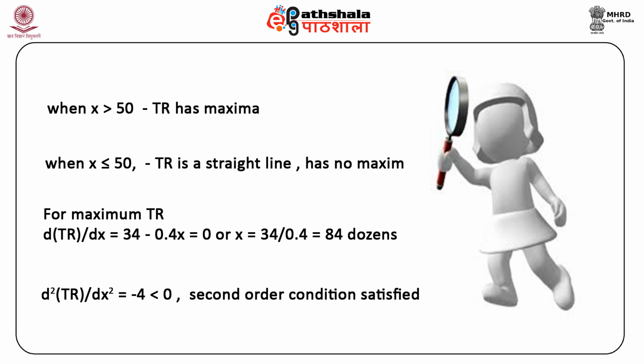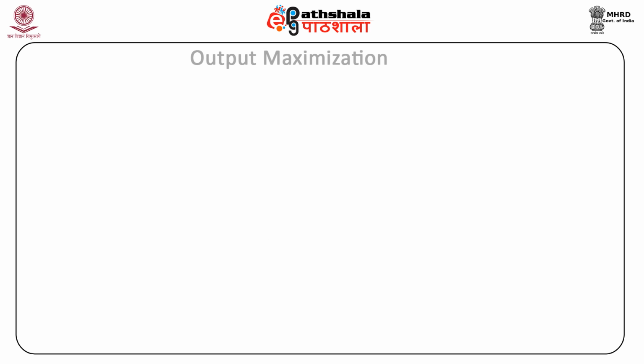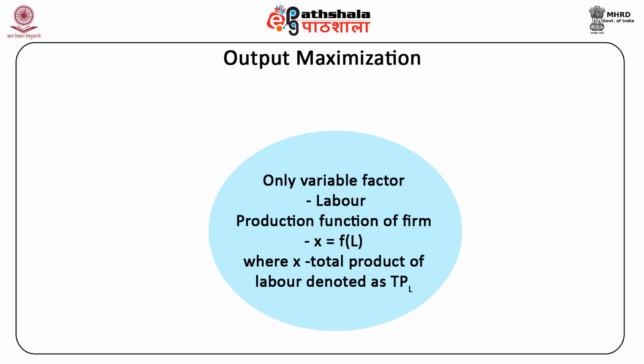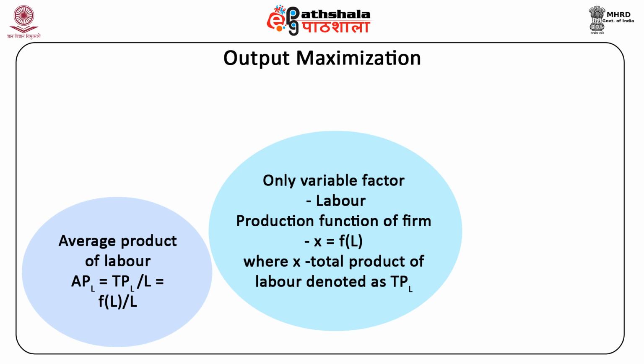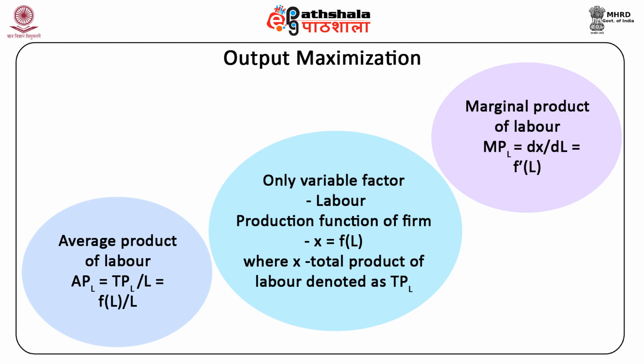is also satisfied. Then, we begin with the application involving maximization of output. Assuming that labor is the only variable factor, we can write the production function of a firm as X is equal to f of L, where X denotes total product of labor, which will be denoted as TP. The average product of labor is AP and is equal to TP upon L. The marginal product of labor is MPL and is equal to dX upon dL equal to f dash L.